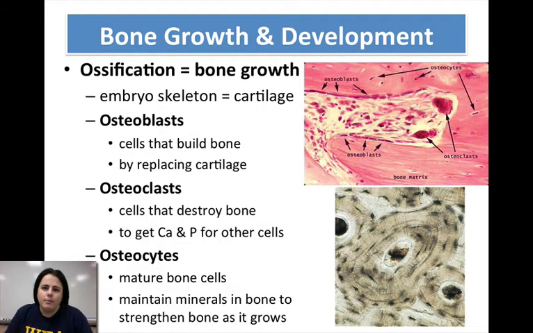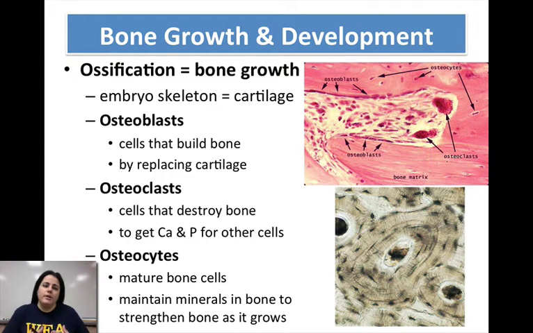Bones grow and develop in a process called ossification. And as an embryo during development, you start off with no bones. You have all cartilage. And then as cells start to differentiate and specialize, they start to actually create cells that build bone or break down bone.